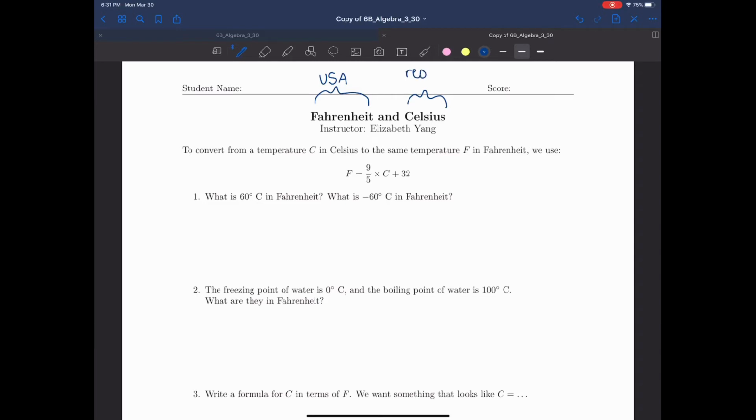I got some questions during class about what scientists use. Scientists do use Celsius quite a bit. That's because it has really convenient measurements for quantities related to water. For instance, the freezing point of water is basically 0 Celsius. That's the temperature where water turns into ice. And the boiling point of water is 100. That's when, let's say you're boiling a pot of water, you start seeing steam at 100 degrees Celsius. Scientists also use something called Kelvin.